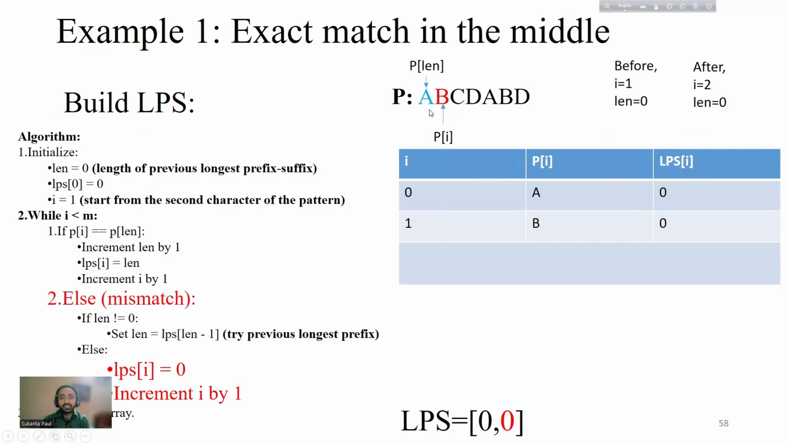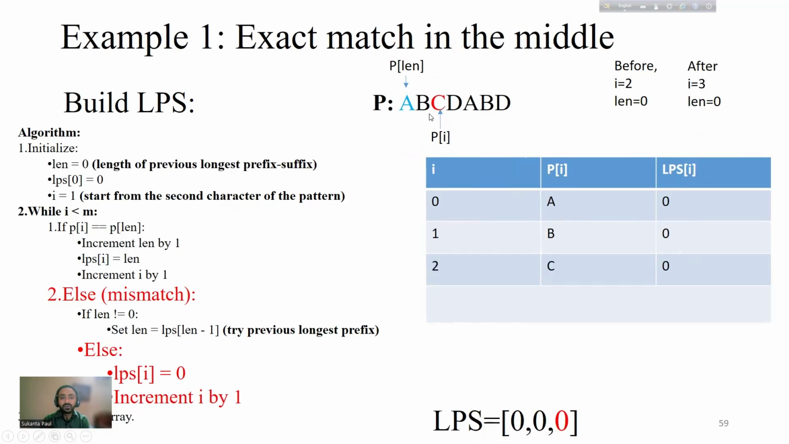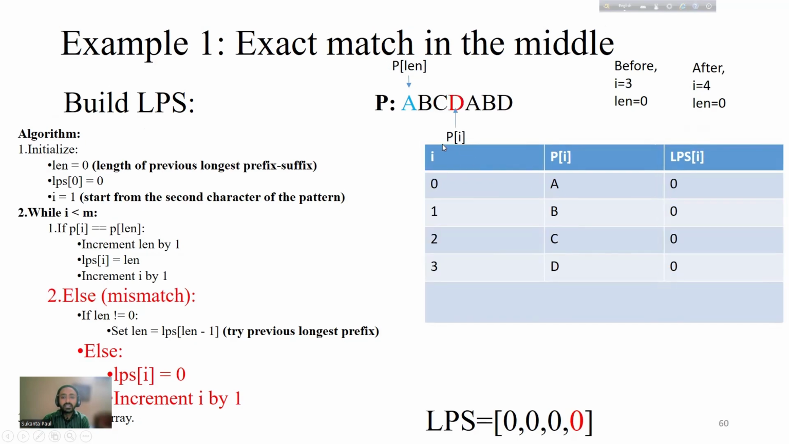If there is a mismatch occur, that time it will go to this section. Here len is 0. Since len is 0, set LPS[I] is equal to 0. Increment I by 1. That is I is equal to 2. Compare P0 with P2. There is mismatch occur. If mismatch occur, we will check the value of len. Len is 0. That means set LPS[I] is equal to 0 and increment I. I is equal to 3.